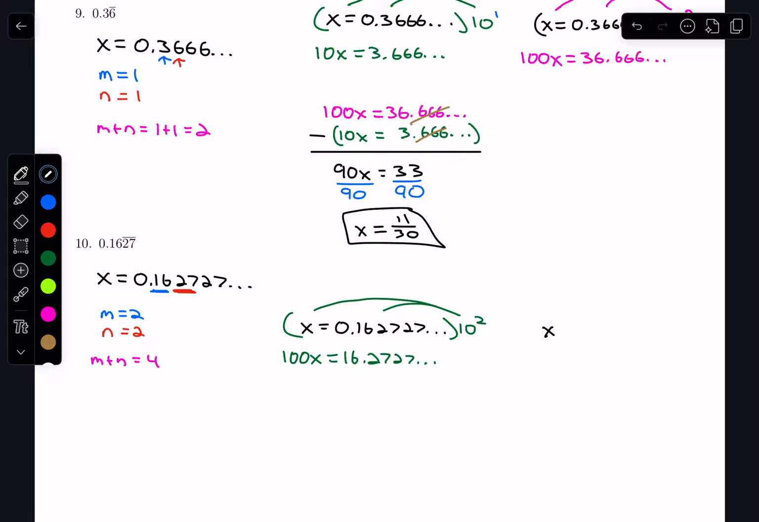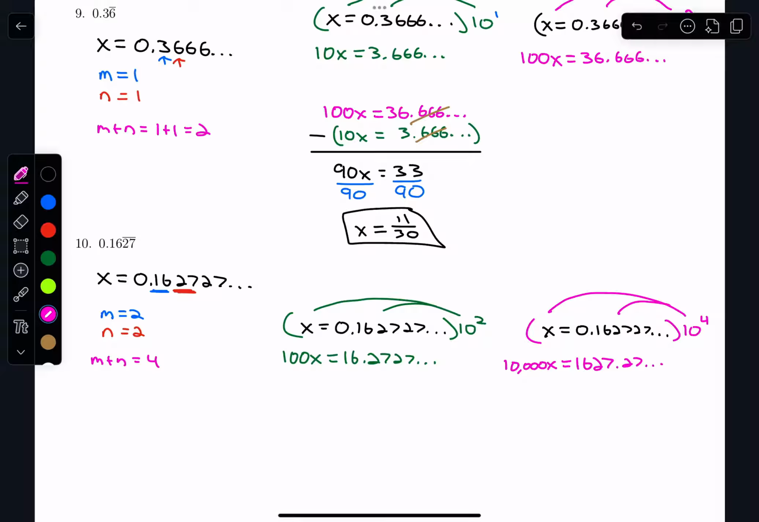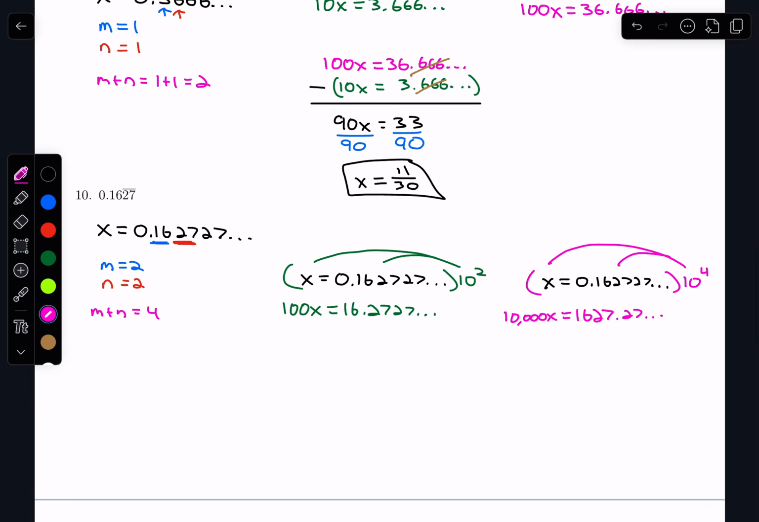Now we're going to do it again. We're going to start with x equals 0.162727 dot dot dot. And this time we're going to multiply it by 10, not to the power 2, but to the power 4, because it's m plus n now. So we distribute this 10 to the power 4 to both sides. 10 to the power 4 is 10,000. So I have 10,000x is equal to, and I have to move the decimal 4 spots on the other side. So 1627.27 and then dot dot dot. Okay, we now have two new equations, and now we're going to subtract them from each other.